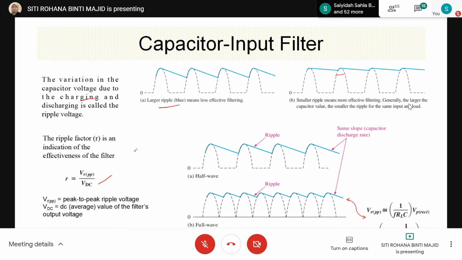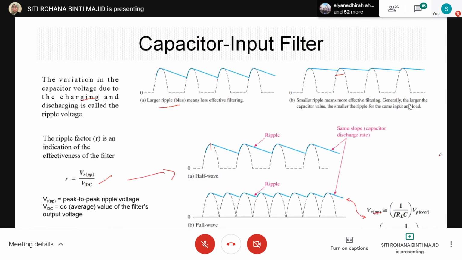Okay, so for a half wave rectifier, we can use it directly, but for a full wave rectifier, VRPP equals 1 over f RL C, times VP rectified, and VDC equals 1 minus 1 over 2 f RL C, times VP rectified. Okay, so that is the rectifier.